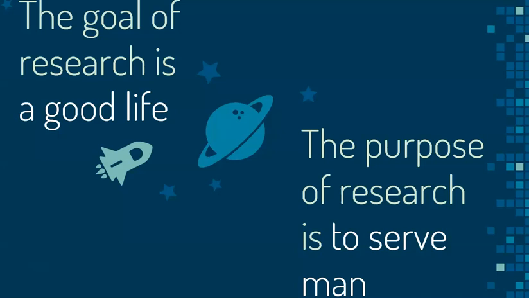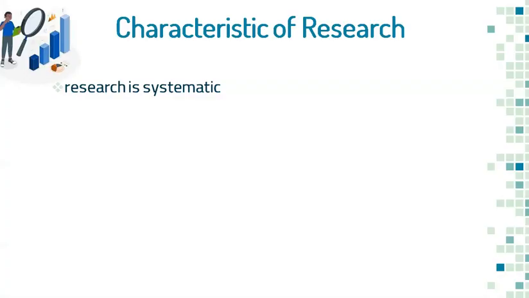Now that you have already understood the different goals and purposes of research, let's now discuss the different characteristics of research. It is to better understand what research is, and here are the different characteristics of research. The first: research is systematic. It follows an orderly and sequential procedure that leads to the discovery of the true solution of a problem or whatever is aimed to be discovered.